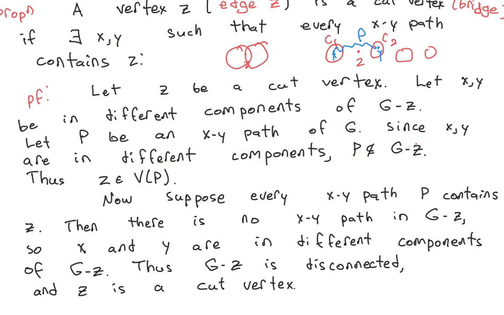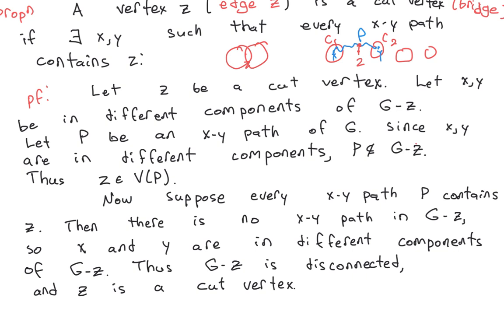Then since X and Y are in different components, if the path was in G minus Z, then it would turn out that X is path connected to Y, and they're in the same component, which is a contradiction. Therefore, it must be the case that this vertex Z actually appears on that path, and thus every path between X and Y has to contain the vertex Z.